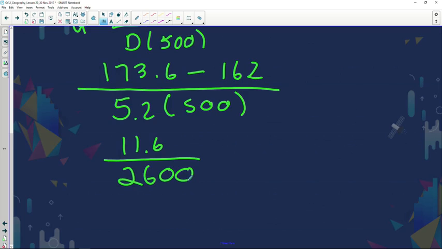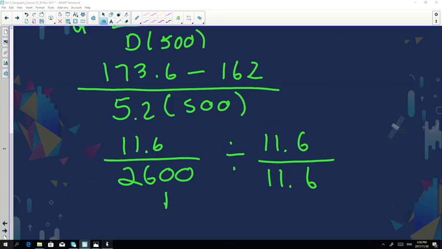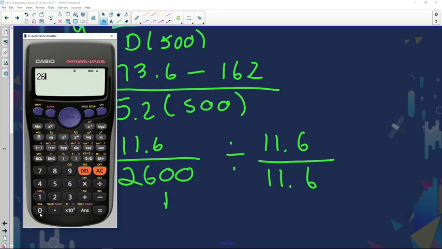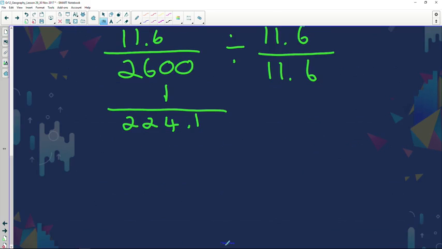Now we need to get a ratio of 1, because what do we need to determine? We want to see how far we need to walk for the height to increase by a meter. And to get a ratio of 1, we divide the number by the same number. In this case, 11.6 divided by 11.6. A simple rule of math, what you do on the top, you need to do on the bottom. So 11.6 divided by 11.6 equals 1. 2,600 divided by 11.6 equals 224.1. So that means for every 224 meters we walk, the gradient is going to increase with 1 meter.